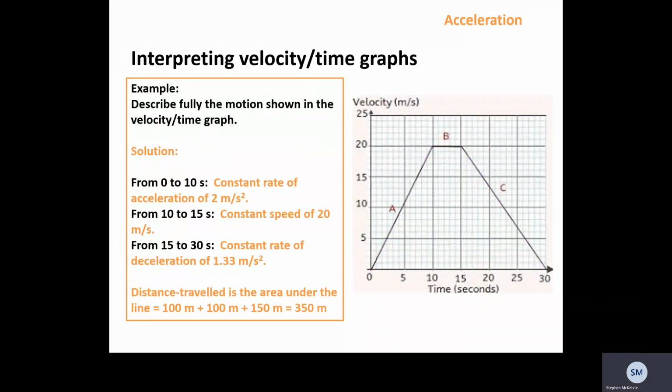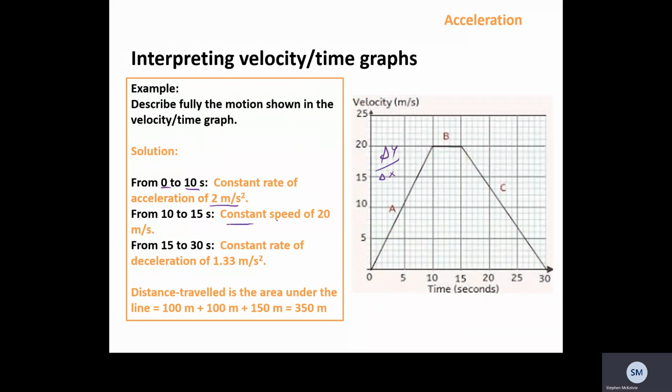So, looking at how to describe the motion shown in a velocity time graph. Here's how I would say it. From 0 to 10 seconds, there's a constant rate of acceleration at 2 meters per second squared. We work that out by doing difference in y divided by difference in x.